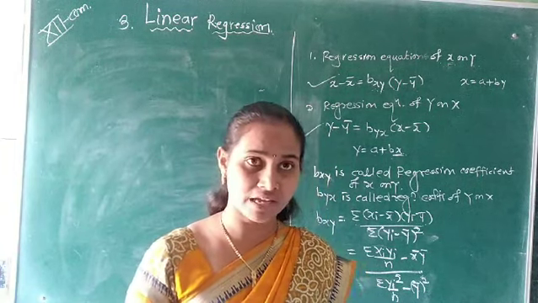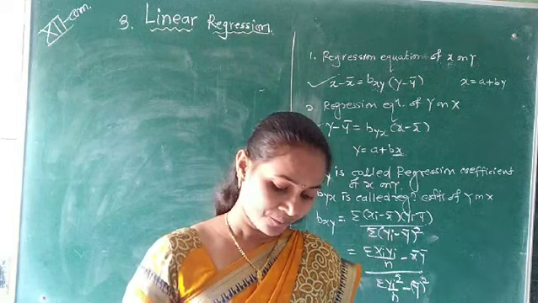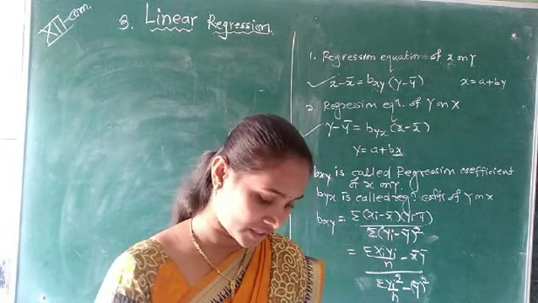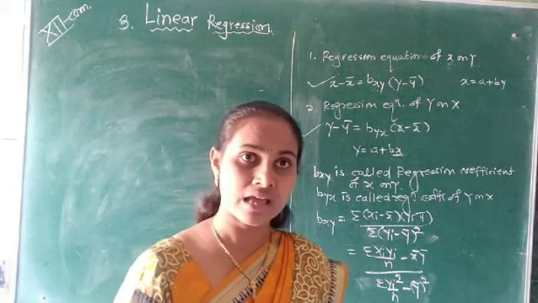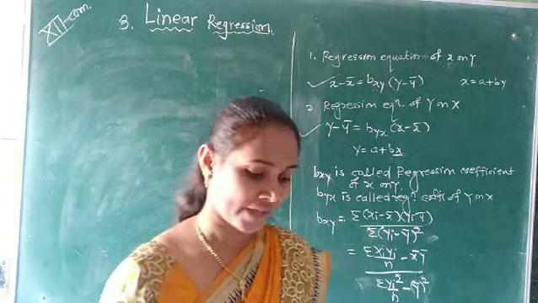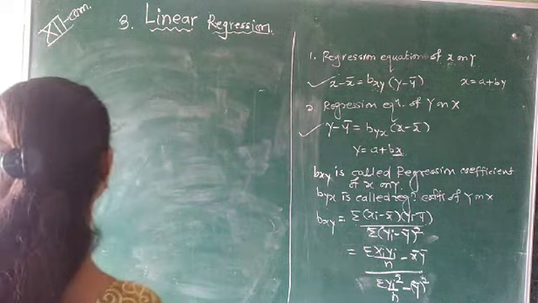Read the question very carefully. What do we have to find here? Equation of income on years of service. But here income is given as y and years of service is x. Hence here we have to find the regression equation of y on x. So first we construct a table for this.